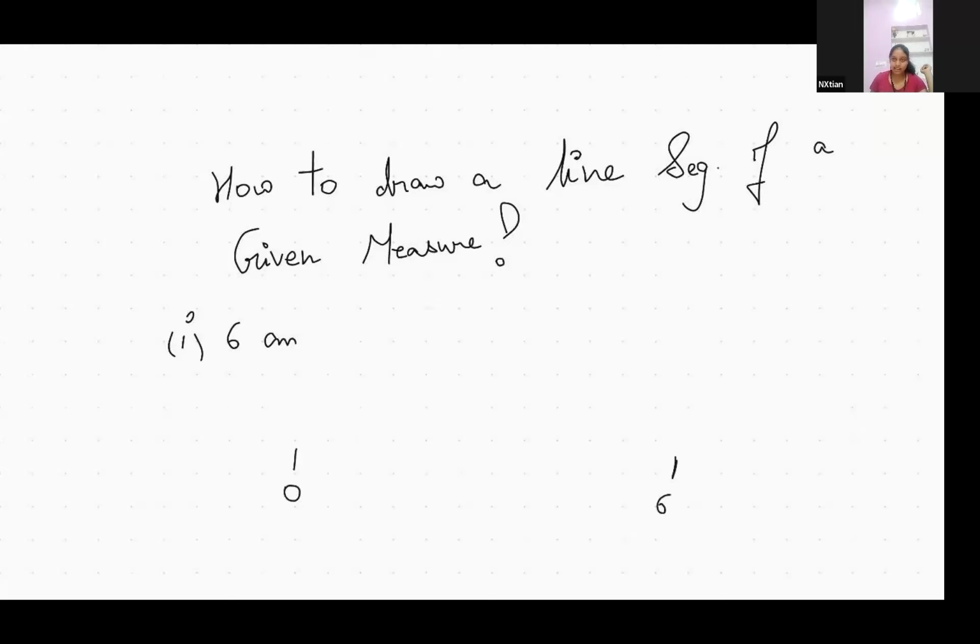So on the scale, suppose here you have placed your scale. Right above it, you put a dot where 0 is. Put a dot where 6 is. Now join them.